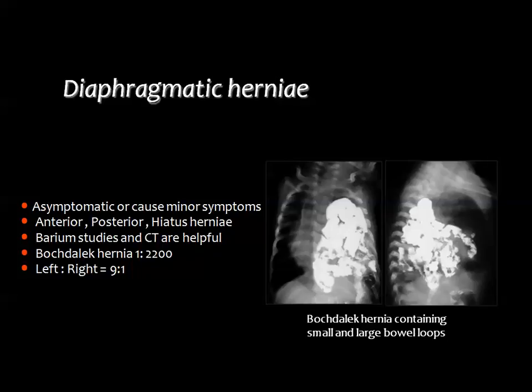Now we are discussing the hernia. And in the mediastinum, we have three hernias. The anterior one is known as the hernia of Morgagni. The posterior one is known as the hernia of Bochdalek, and the middle one is known as the hiatus hernia.